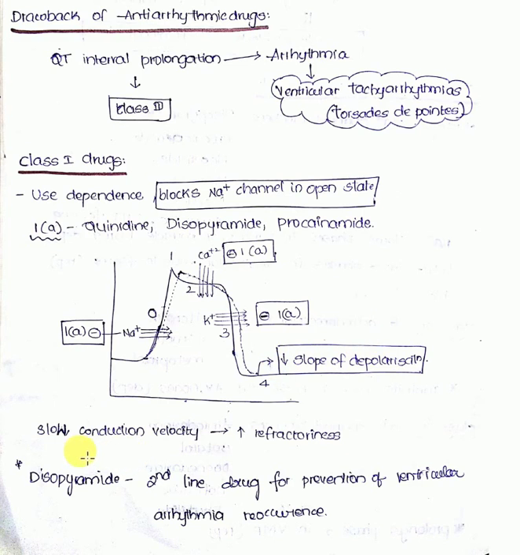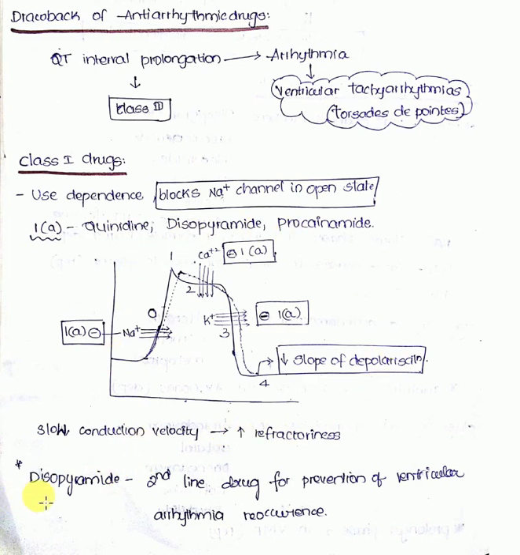Due to the slow conduction velocity, as the velocity of the action potential is slowed down, it takes more time to initiate the action potential, or it takes more time to travel or re-enter. So it is also called increased refractoriness. This is the action of class 1 drugs.